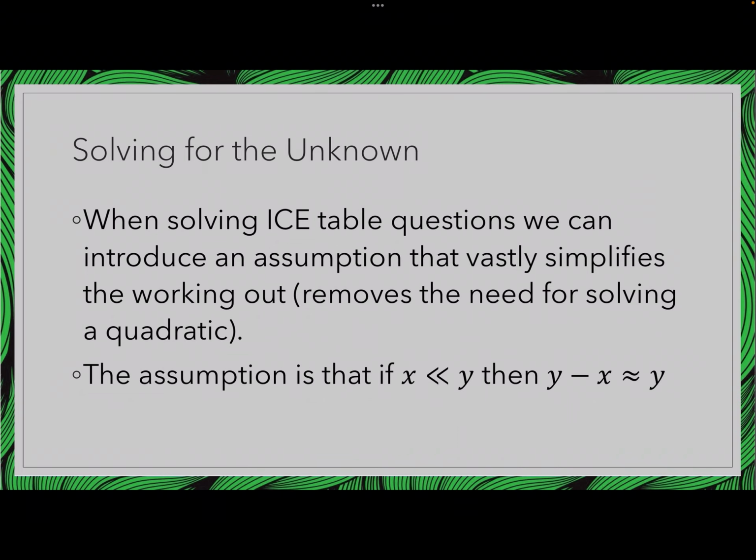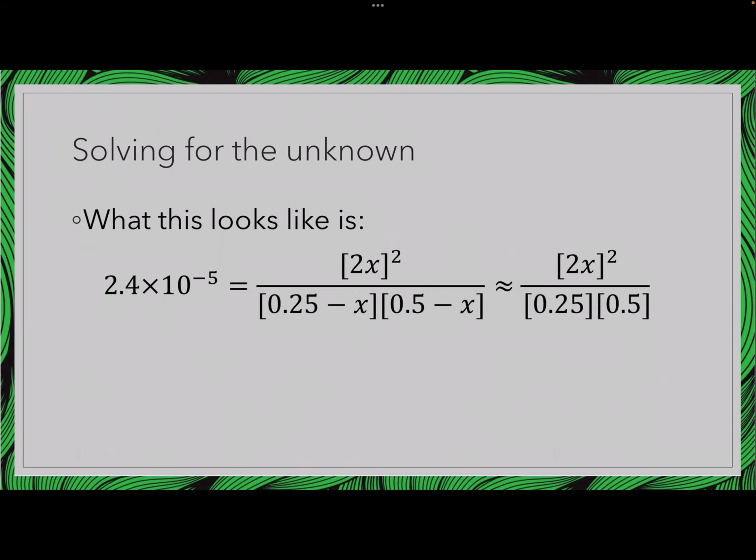So how do we do that? What this looks like: we can say our KEQ is equal to 2x squared over 0.25 take away x times 0.5 take away x. We can assume that our x value is going to be very small, just based on that KEQ value.